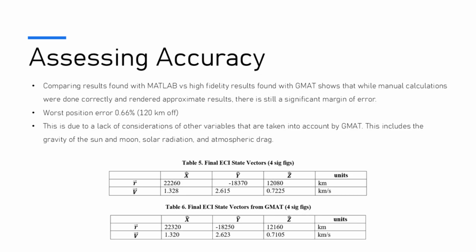Comparing the results found with MATLAB versus the high-fidelity results found with GMAT shows that while manual calculations were done correctly and rendered approximate results, there's still a significant margin of error, with the worst position error being 0.66%, or 120 kilometers off. This error is likely due to a lack of considerations of other variables that are taken into account by GMAT. This includes the gravity of the sun and moon, solar radiation, and atmospheric drag.